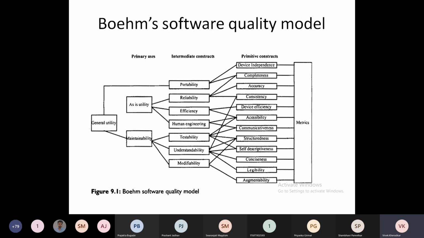The primitive constructs are directly measured through the metrics. So the approach is simply decomposition. We have the outer level, then the inner level, which is again divided into the last level, and that last level is directly measured by the metrics. Those metric values help to measure the outer level value. So this is the Boehm software quality model.